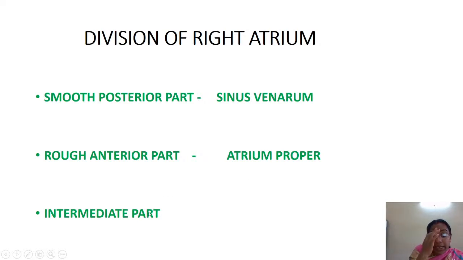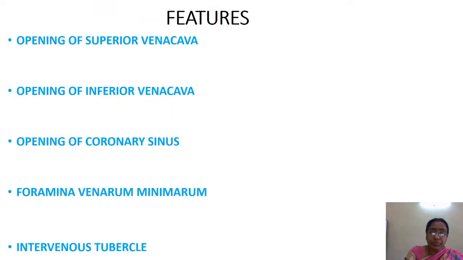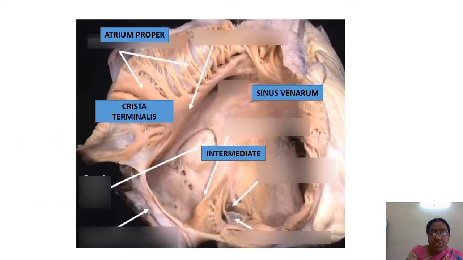For the intermediate part, the septum primum, we will go into detail later, but let us see each part in detail. We start with the smooth posterior part, which is what we are discussing now. This smooth posterior part has developed from the sinus venarum. This is the rough anterior part, which has developed from the atrium proper.